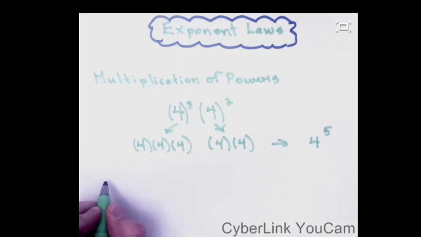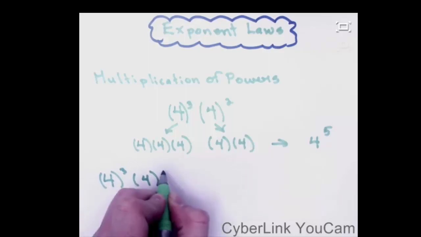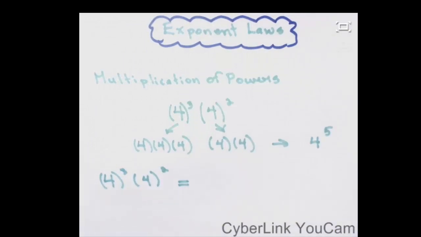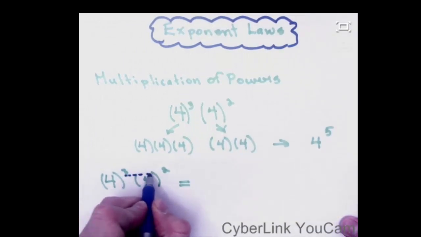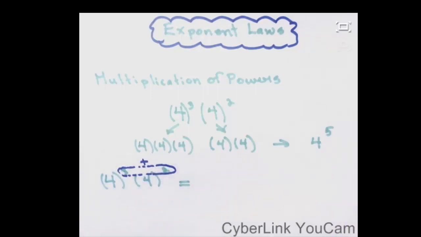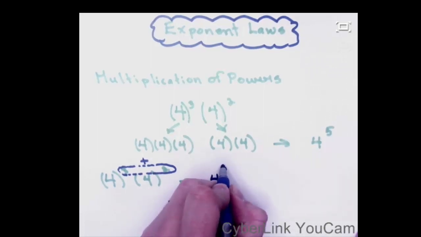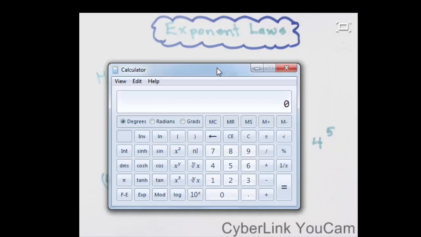So what we would say if we were asked to do a question like this, we would have 4 to the 3 and 4 to the 2. Because you're multiplying powers, you can literally take these two exponents and add them up. And the answer becomes 4 to the exponent 5. And you can grab your calculator. So your calculator tells you 4 exponent 5, and you end up seeing that it's 1,024.